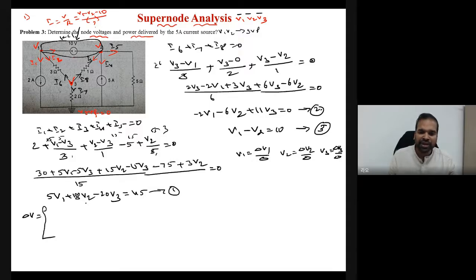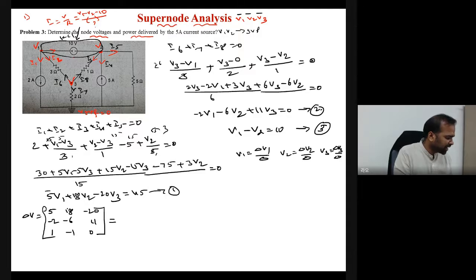The v1, v2, v3 coefficients from equation 1: the v1 coefficient is 5, 18 and minus 20. Now from equation 2, the v1, v2, v3 coefficients are minus 2, minus 6 and 11. From equation 3, the v1 coefficient is 1, the v2 coefficient is minus 1, and this is 0. So if you find the determinant of delta, the determinant is 93. Just for time saving I am writing 93. If you don't know how to find the determinant of delta, v1, v2, v3, I already explained in my previous video.